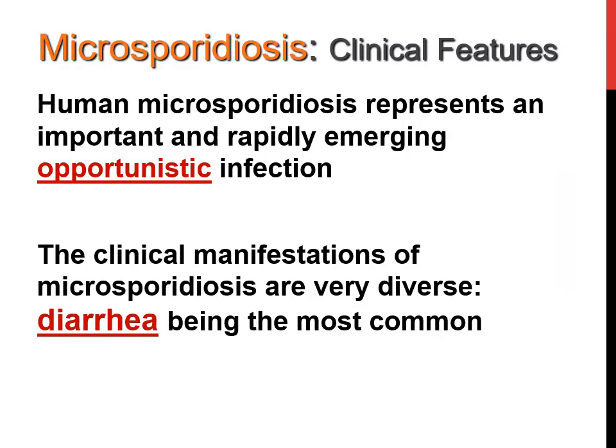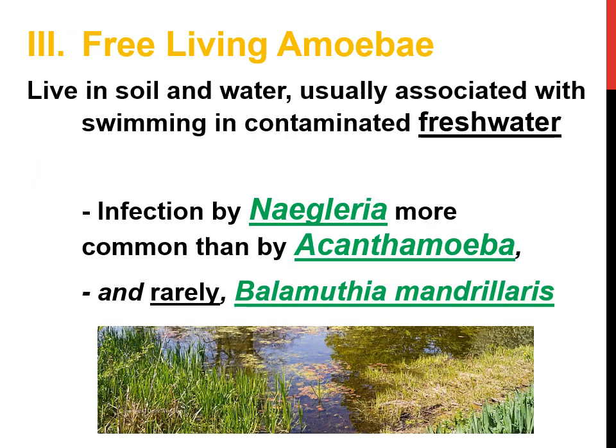Microsporidiosis, clinical features. Human microsporidiosis represents an important and rapidly emerging opportunistic infection, which means that with modern immunosuppression it is occurring much more than before, and hence it is considered an emerging new disease, but mostly in immunocompromised patients. Clinical manifestations are diverse, diarrhea being the most common.